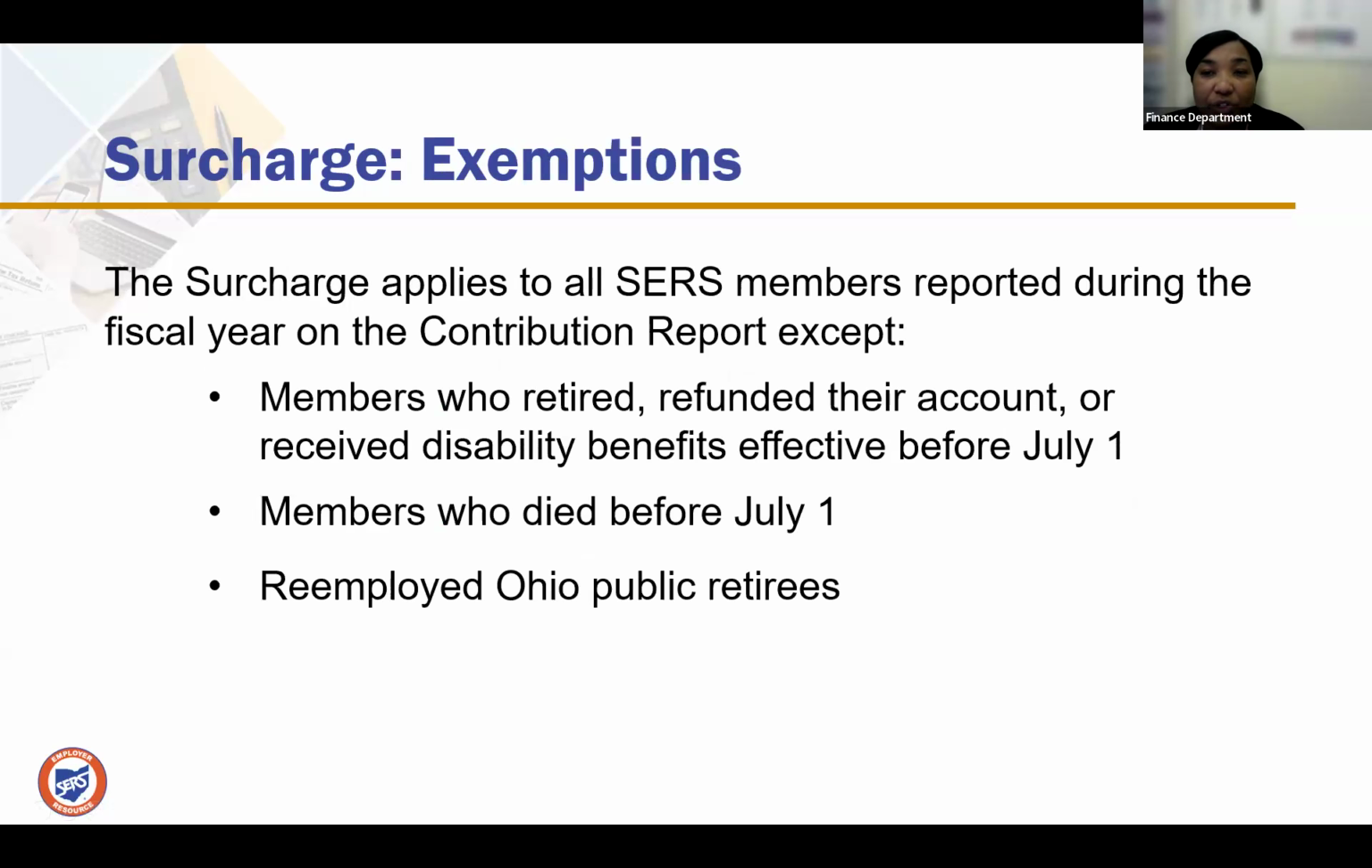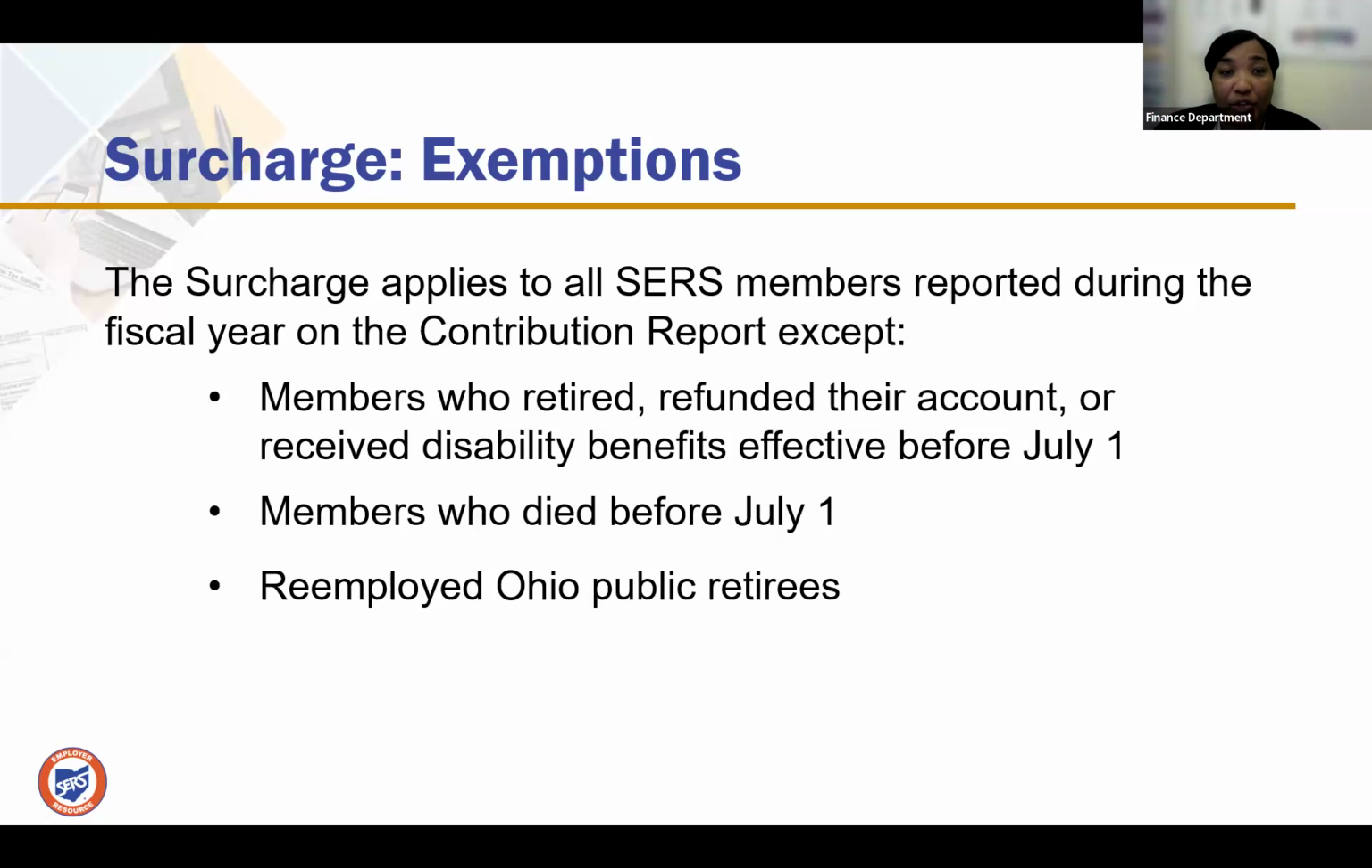Surcharge applies to all eSERS members reported during the fiscal year on the contribution report, except the following people. So in eSERS, if you log in and you go under, I believe it's under financial information on the left-hand side, you will see there's a surcharge link. If you click it, for 2024 fiscal year it will have a list of all your surcharge individuals there. If you go down to the bottom, it'll list all your people. There is an export button that you can hit. It'll export everyone into a spreadsheet for you so you can evaluate it.